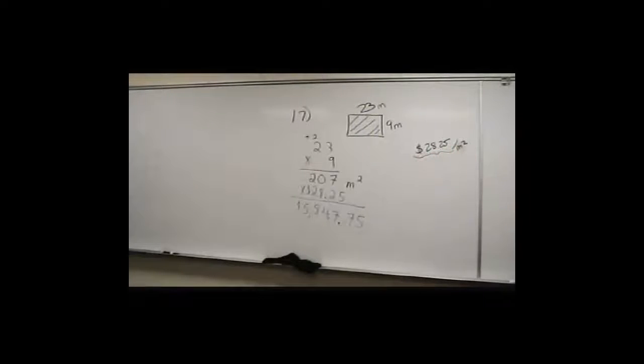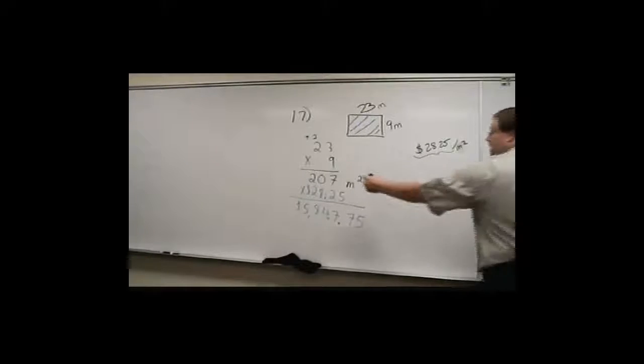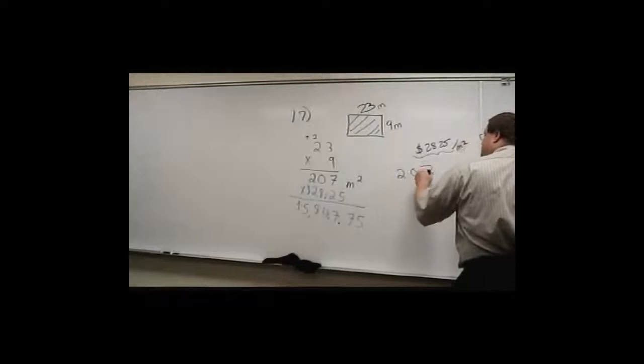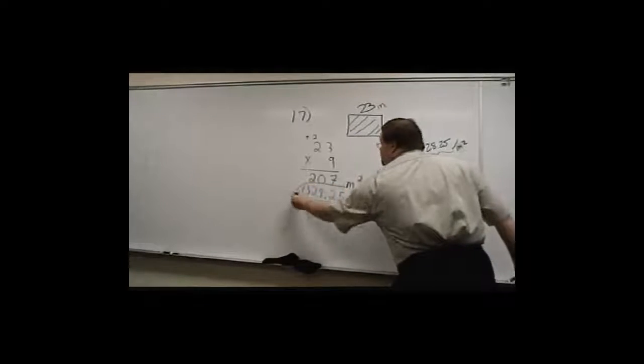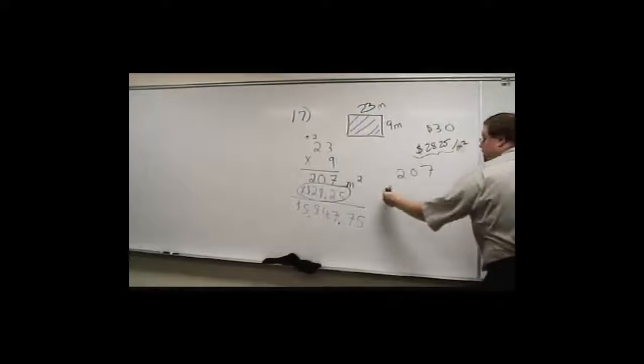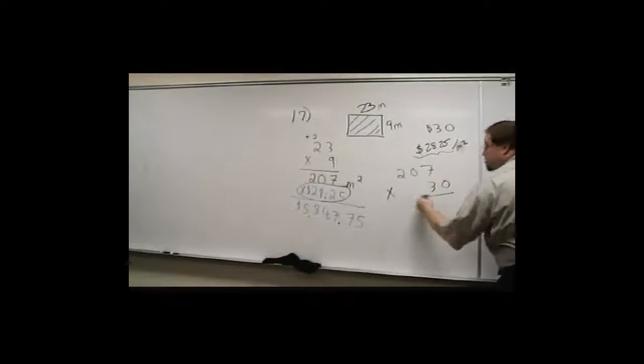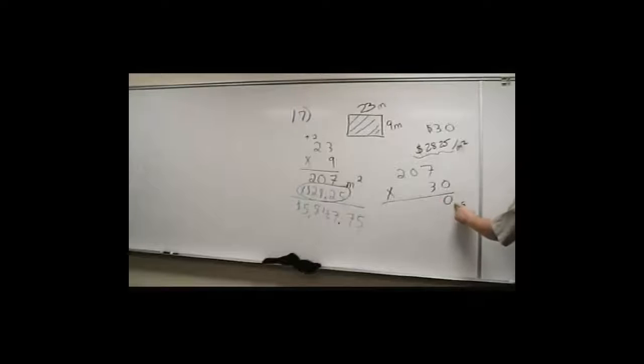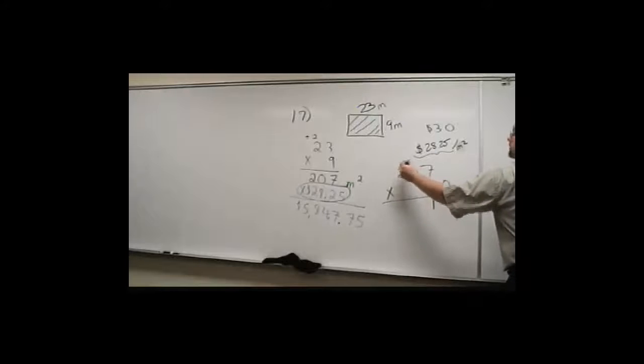My answer will be slightly off, but all the choices are so different that I'll get close to the correct answer. So I'm going to take the area, 207 square meters, and I'm going to round this money amount to roughly $30. So I'm going to multiply by 30, and the trick is I can just tack on a 0 at the end. So 3 times 7 is 21, carry the 2. 3 times 0 plus 2 is just 2, and then 2 times 3 is 6.